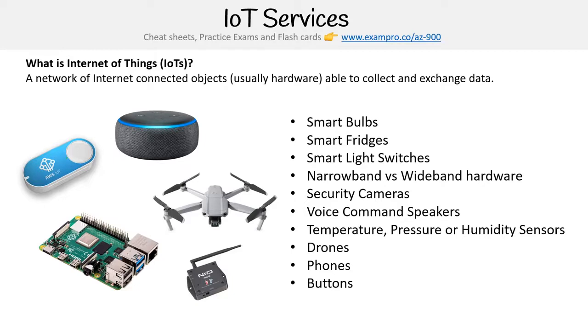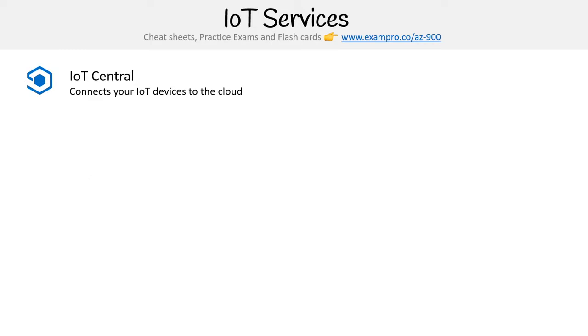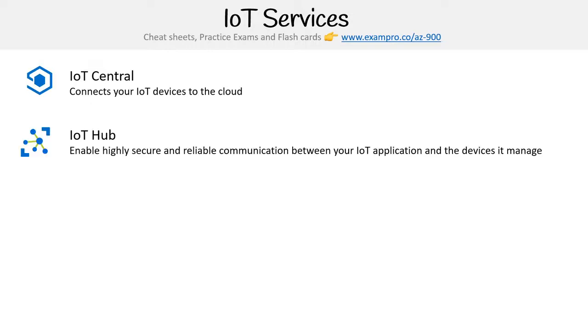So like if you always had to get soap for your washer, you could have that button right on your washer. But let's actually talk about the IoT services here. So the first one here is IoT Central. So this allows you to connect your IoT devices to the cloud. Then you have IoT Hub. So this enables highly secure and reliable communications between your IoT applications and devices it manages.